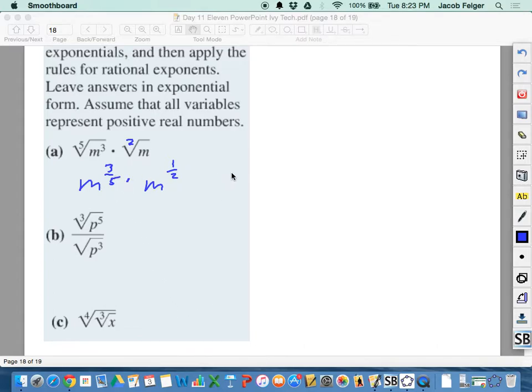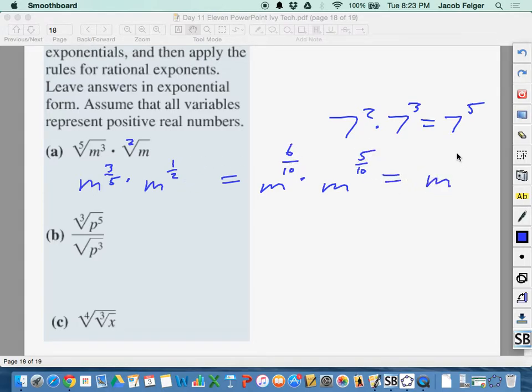What would we do to the exponents? Add, subtract, or multiply? You realize that we're never dividing the exponents. I don't know if you realize that or not. It's just 3 choices. So yeah, we're going to add. That's like 7 squared times 7 cubed is 7 to the 5th. Let's see here. We don't have common denominators. Times by 2, times by 2, times by 5, times by 5, and I get m to the 11/10.